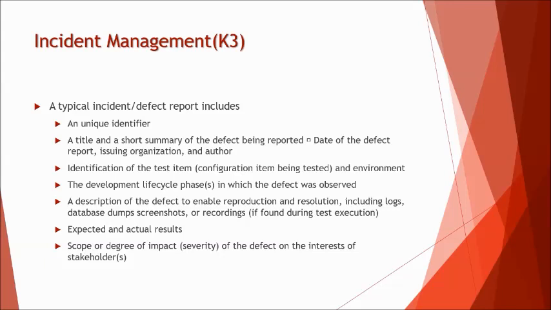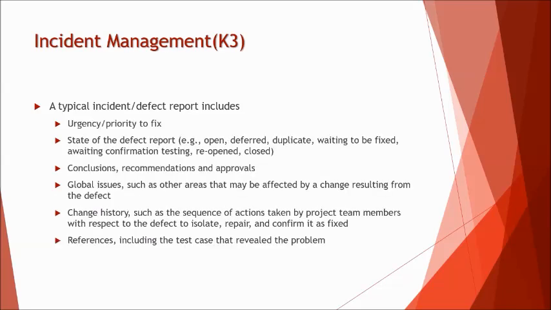Scope or degree of impact, which we call severity. So there are more here. We have severity and priority. The status, which we were just learning in the first topic. Conclusion, recommendation, and approvals come once the defect has been resolved, that is, how it was basically resolved, what the main reason was, how we fixed it, because it would be required as information for the developer in future if the same or a similar defect occurs again. Global issues that might be impacted with the change, which will help you with the regression testing to be conducted soon after the retesting passes.